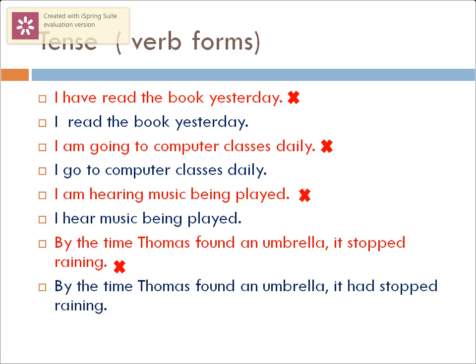By the time Thomas found an umbrella, it stopped raining. Now, here we find that Thomas finding an umbrella happened after the stopping of rain. So the correct verb form of stopped here would be past perfect. That is, by the time Thomas found an umbrella, it had stopped raining.